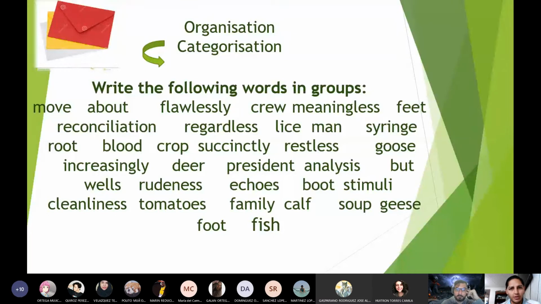Our first presentation for the course is going to be focused on these words: move, about, flawlessly, fish, family, echoes, etc. And of course, it's going to depend on you, the way you're going to classify them, the way you're going to categorize them. You could go for parts of the speech, and of course that's going to be correct. It's going to be a personal decision. It's going to be a personal description of how the words should be classified. That's going to be your first presentation.